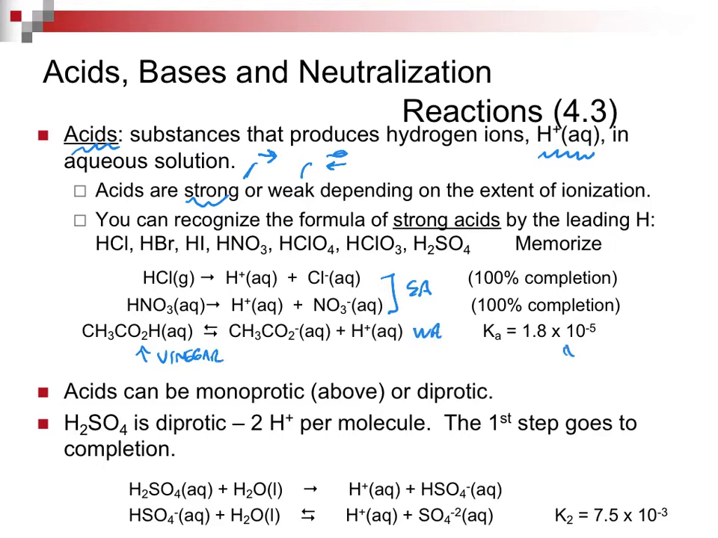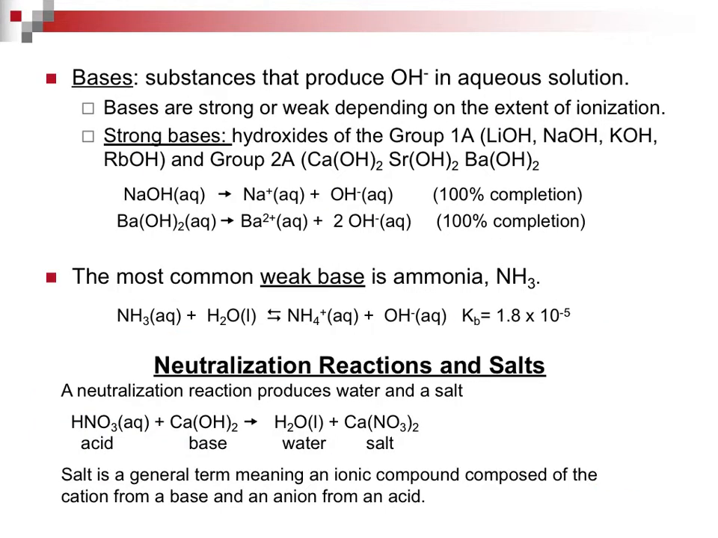You see a Ka. Maybe some of you had an evil high school teacher who made you learn it, but you'll learn about that in 1220. Acids can be monoprotic, where they have just a single hydrogen, or they can be diprotic, where they have two hydrogens. The first step for a diprotic goes to completion. You see a single arrow. The second step does not. You see the double arrow and also that Ka that we'll talk about in Chemistry 1220.